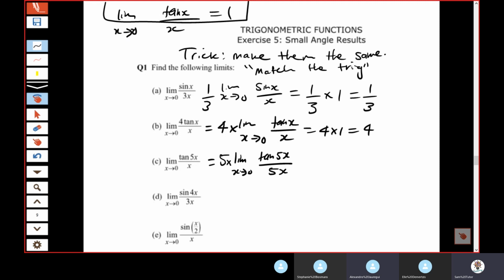5. What's 5 divided by 5? 1. So you technically multiply by 1, which is great. You haven't changed the question. But what's the answer now to this bit? 1. So the answer is 5 times 1 equals 5.